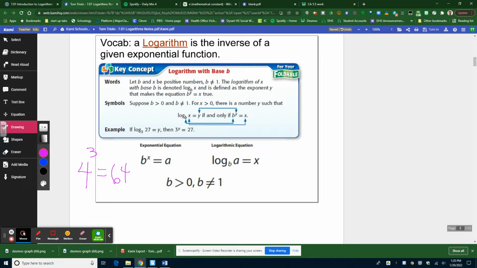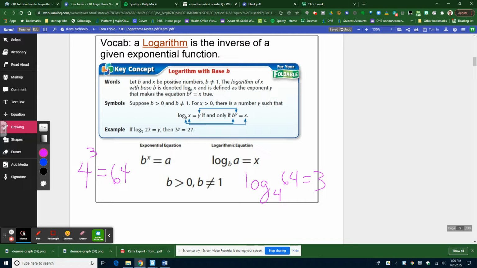logarithmically, and that is actually a real word as well, is we take the logarithm, but instead of writing out the word logarithm, we use the abbreviation log base 4 of 64 is equal to 3. So it's really just another way to write an exponential equation. So here's what I want you to type.